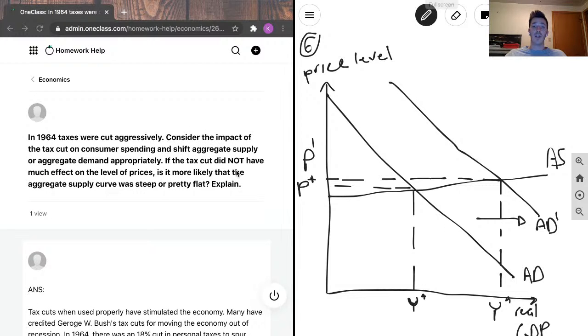So if the tax cut does not have much of an effect on the level of prices, it must be that the aggregate supply curve was flat. Because we saw when it was steep, prices went up considerably and GDP went up considerably. When it was flat, GDP went up even more than in the first scenario, but prices barely rose.